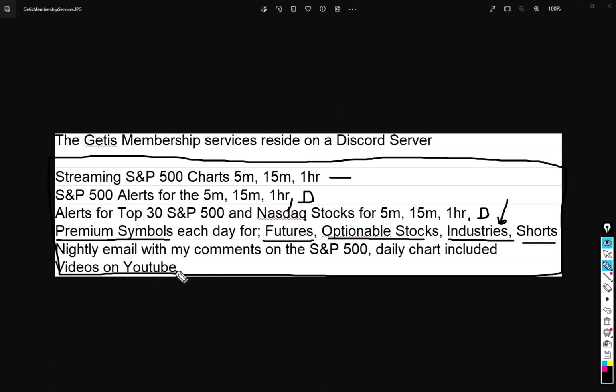I just want to mention to all the members, if you want the nightly email, put your email address in the emails only channel. Then I'll pick it up, and every night you get an email that includes the S&P 500 chart attached to the email, and I usually give a couple of sentences or maybe a paragraph of my opinion about what I think the market's going to do. And of course, the YouTube videos are for everybody, both for the public and for the members.